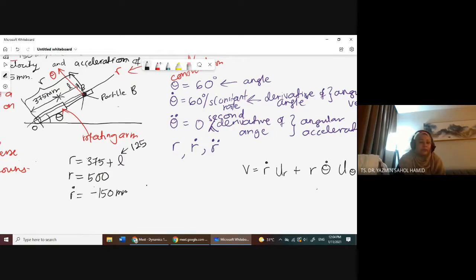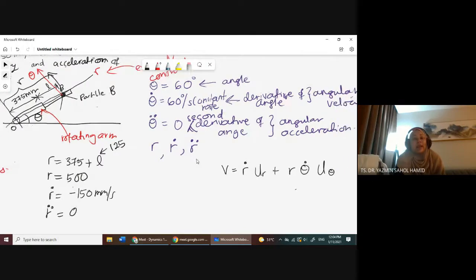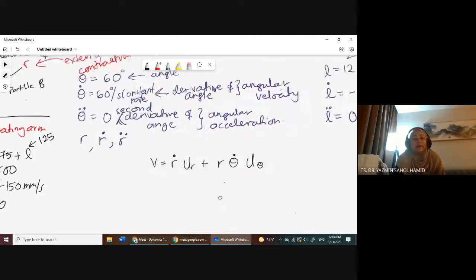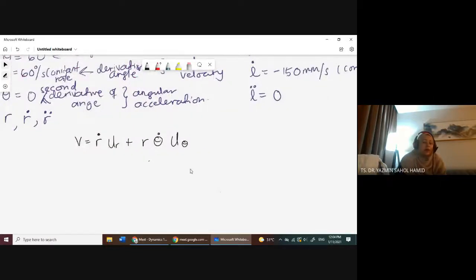150. So R double dot is 0. Okay, alright. Value R is different, but R and L are the same, meaning at the same constant rate, yeah. Okay, so back here. So what is our R dot? So our R dot here is negative 150.